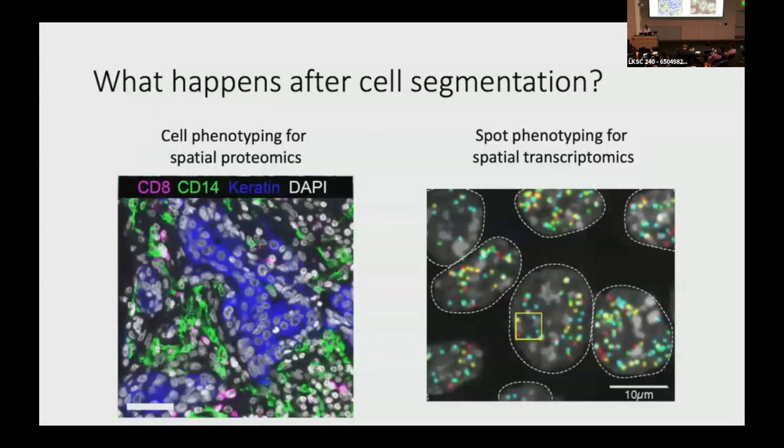Okay, the remaining foundation models are for problems that happen after cell segmentation, and so this is cell phenotyping for spatial proteomics. What are the cell types? What are the positive markers? And then spot phenotyping for spatial transcriptomics.